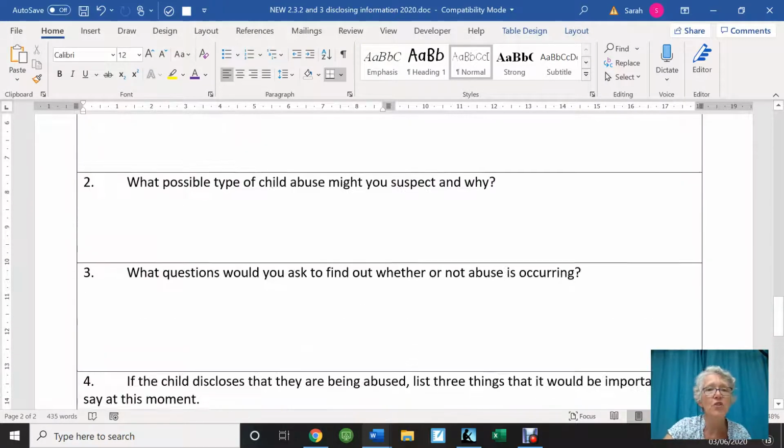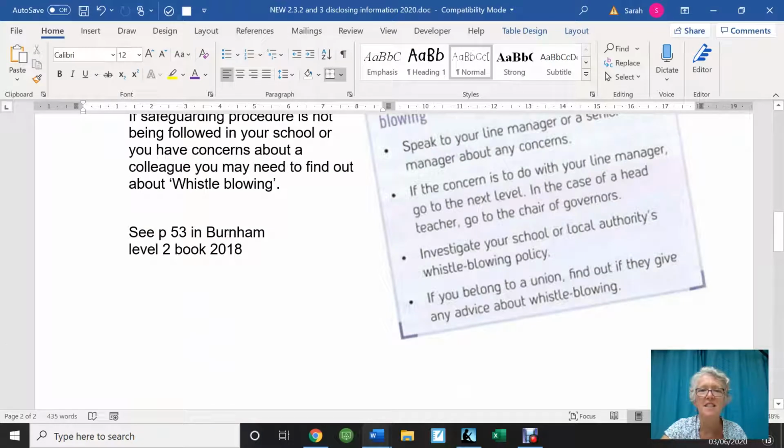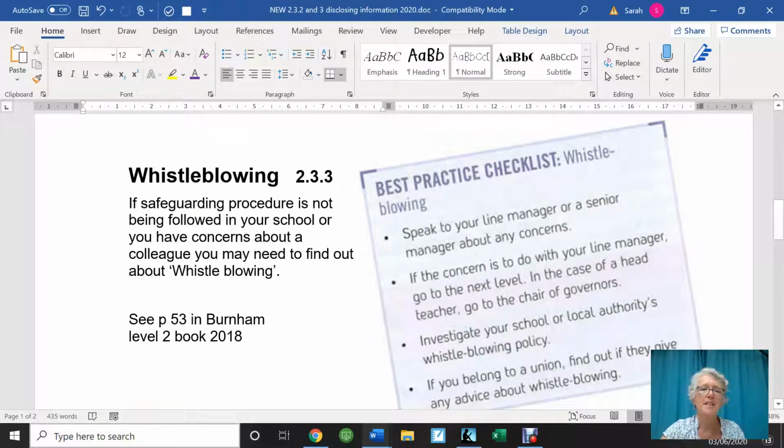Well, I've given you the answers for the second part here. This comes from Louise Burnham, page 53 in the Level 2 textbook, and they give you a best practice checklist. So if you go through these 4 bullet points and put them into your own words, you've got your answer. If you felt the safeguarding officer, for example, was not doing what they should, you could speak to your line manager or a senior member of the management team.